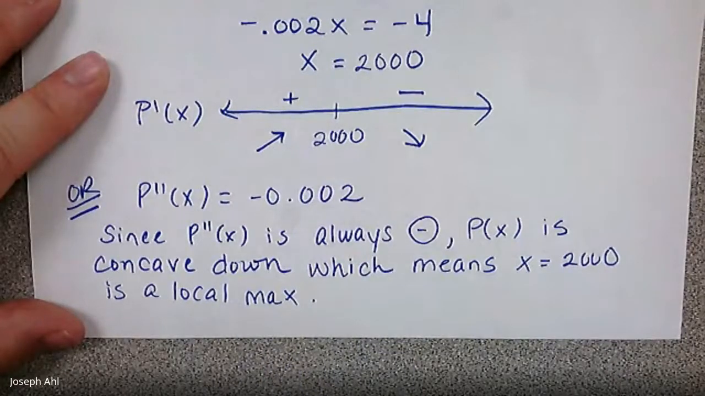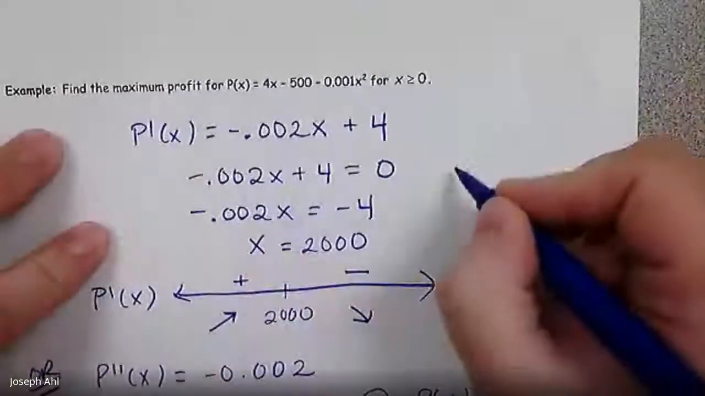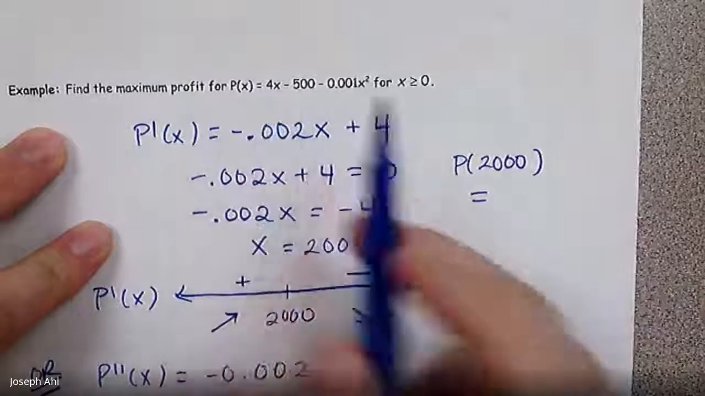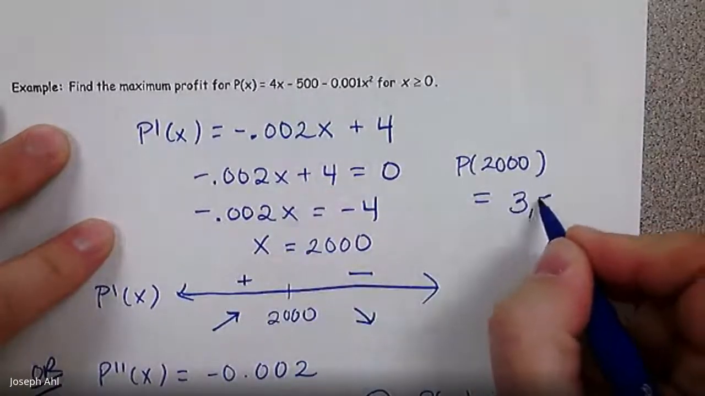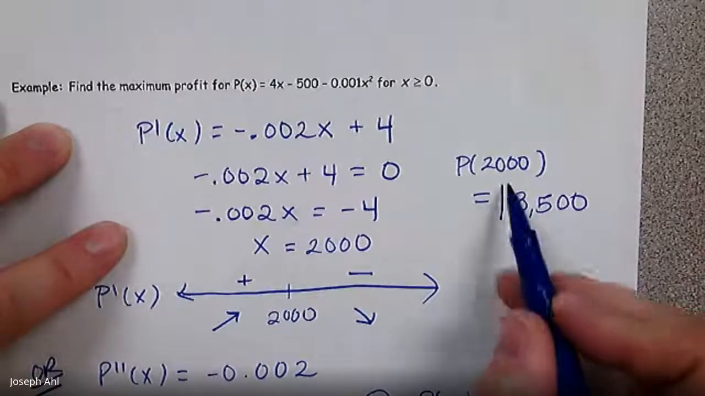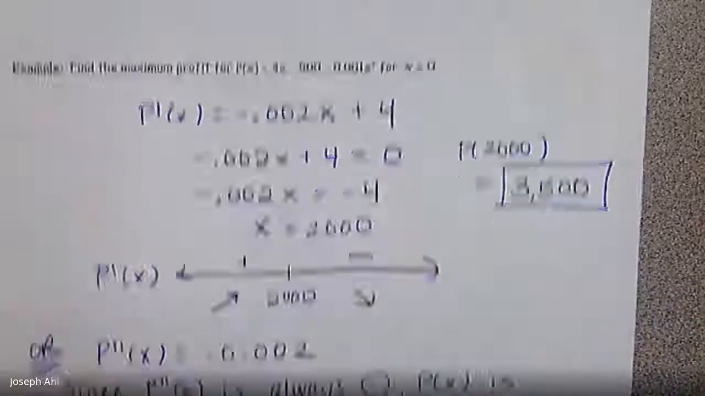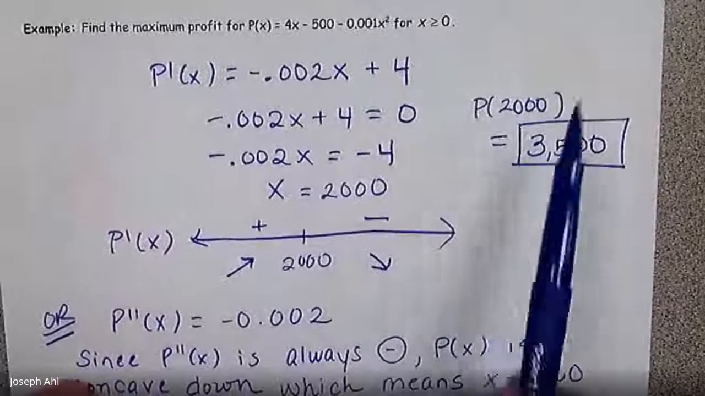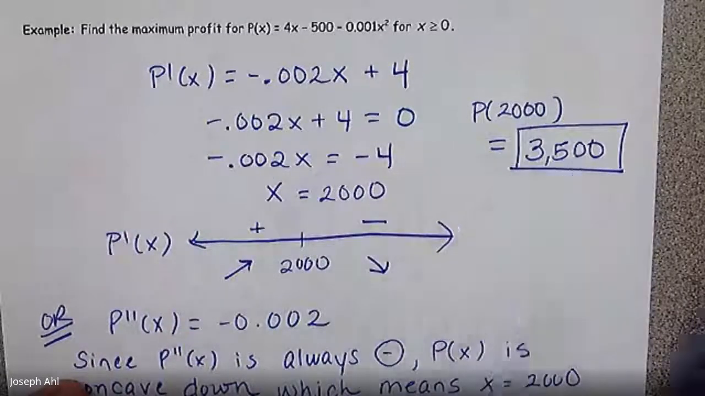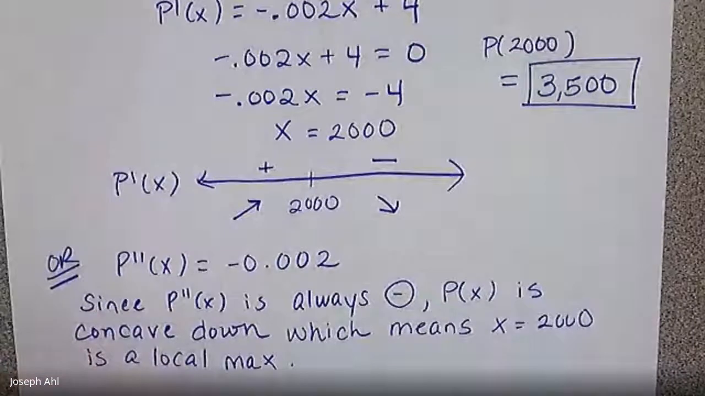But really quickly again, what is the max profit? The max profit is whatever P of 2,000 is. And P of 2,000, if you plug that into the function here, is $3,500. I guess we're talking about profit here. Okay. So make sure you actually, again, answer the question. The max profit is not x equals 2,000. It occurs at x equals 2,000. But the max profit's 3,500.